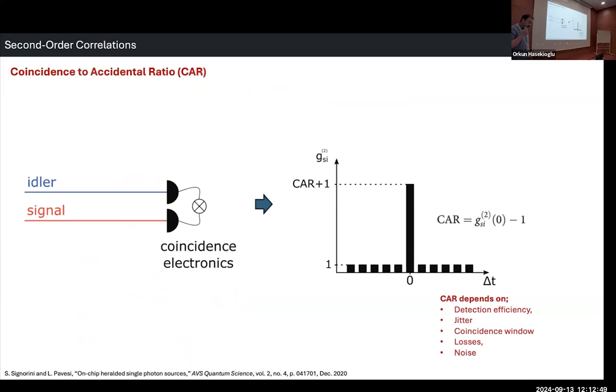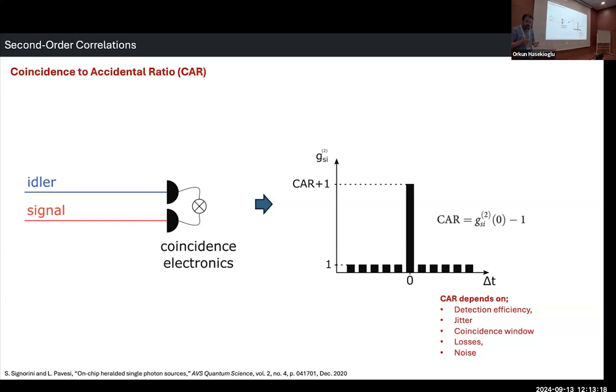And the second important one is the coincidence to excitation ratio for a heralded single photon source. Like I said, there are multiple photon pairs, and uncorrelated events might be detected simultaneously. Why? Because there is dark noise, electronic noise, dark background, and multi-photon pair detection can happen in your coincidence window simultaneously. So how do you get rid of that?